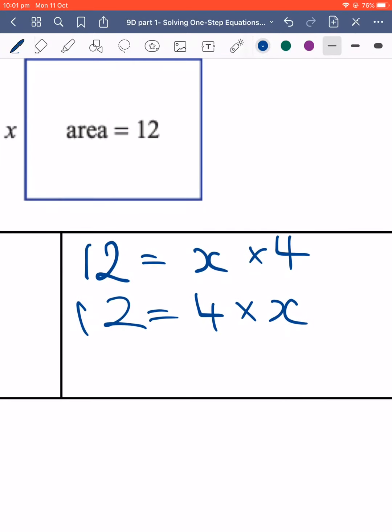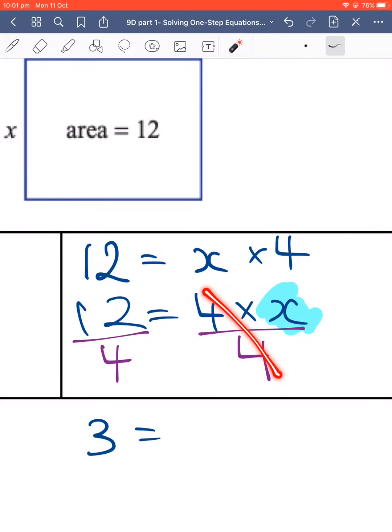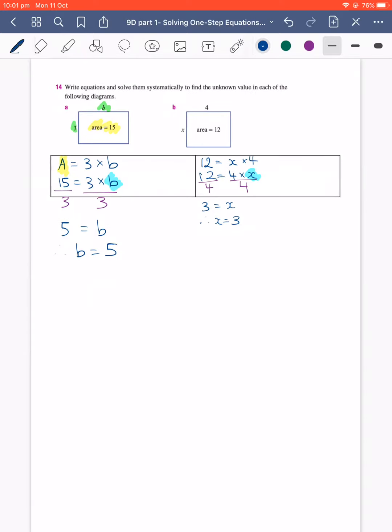So now we want to be finding what our x value is. So let's undo some things. So I've got multiplication here, which means I need to then divide. And what I do to one side, I do the other side too. So 12 divided by 4 gives me 3. And then 4 multiplied by x divided by 4, those cancel out and I end up with x, and I need to rewrite my statement to have my letter first and my number next, and you are done.